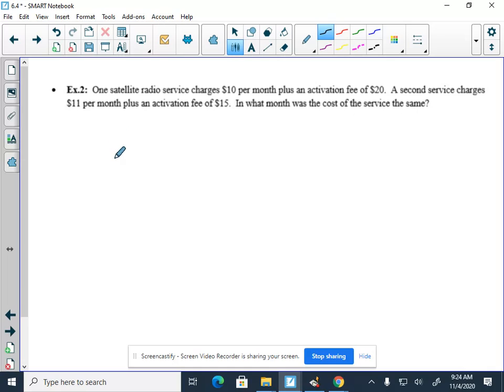Number 2, everybody hopefully ready. One satellite radio service charges $10 per month plus an activation fee of $20. The second service charges $11 per month plus an activation fee of $15. In what month is the cost of the service the same? Okay, so and again, in what month? So M is the number of months. That's going to be our variable.